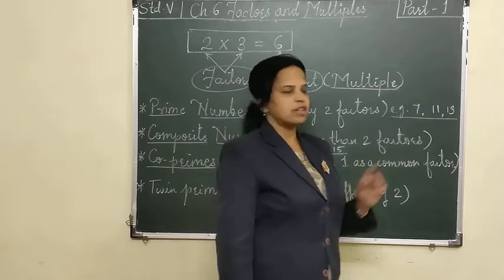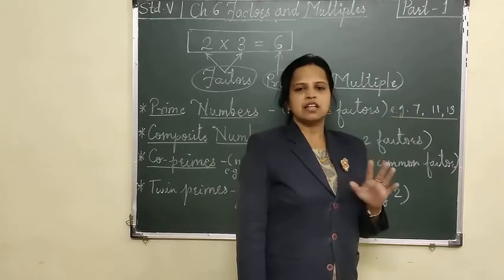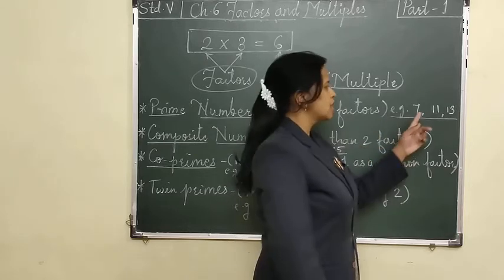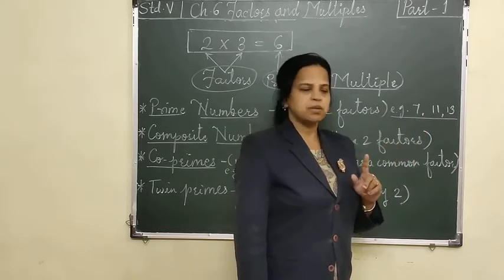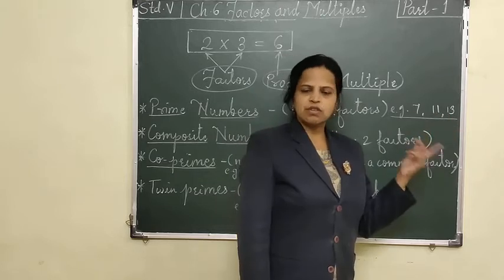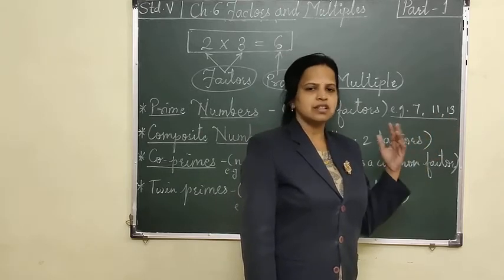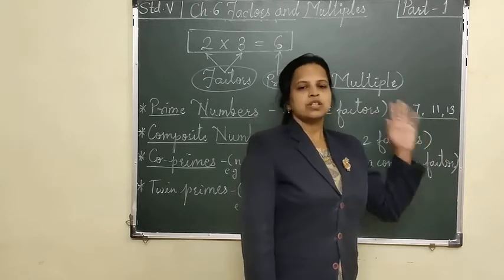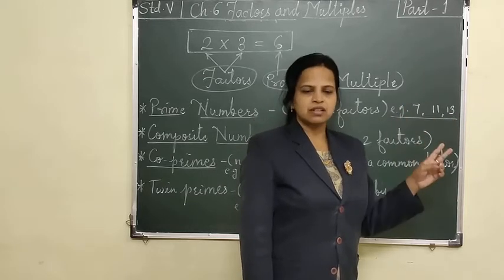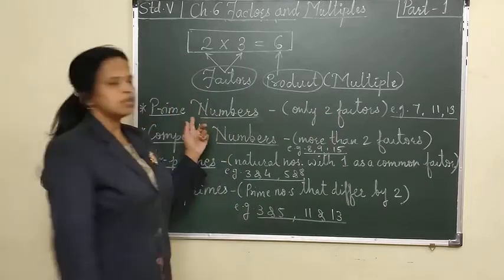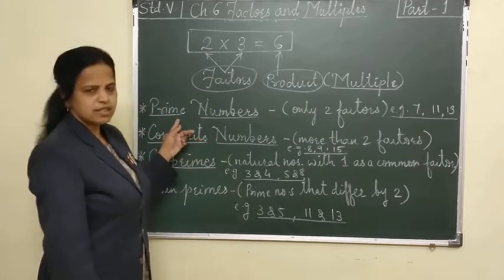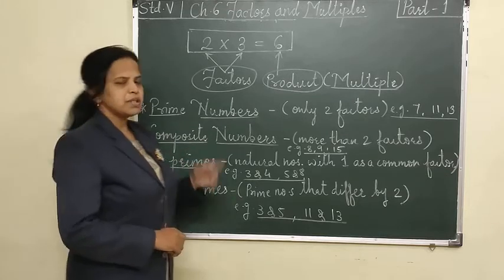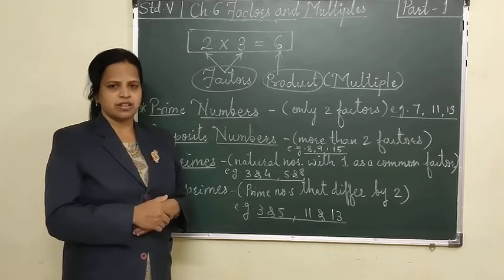Let's go for 11. 1 11s are 11, or 11 ones are 11. 11 also has only two factors, so 11 is also a prime number. Now 13. In the same way, 1 13s are 13, or 13 ones are 13. Other than this, there are no factors for 13. So the numbers which have only two factors are called prime numbers. Do you understand? The second one, what are composite numbers? The numbers which have more than two factors.